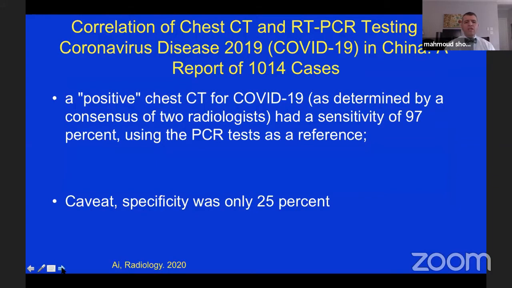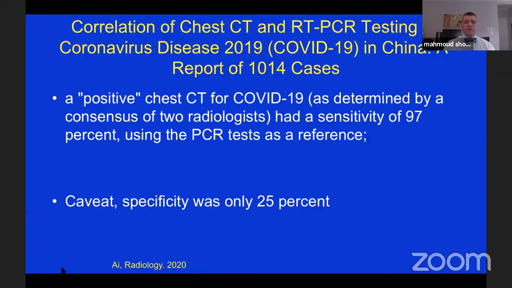One of the questions that we looked at from the Q&A just before I started was about the role of CT testing in diagnosing COVID-19. And this is a report of almost 1,000 patients from China looking at the positive CT scan with consensus of two radiologists saying this is most likely a CT scan of a COVID-19 patient because of the settings. It has a very high sensitivity.